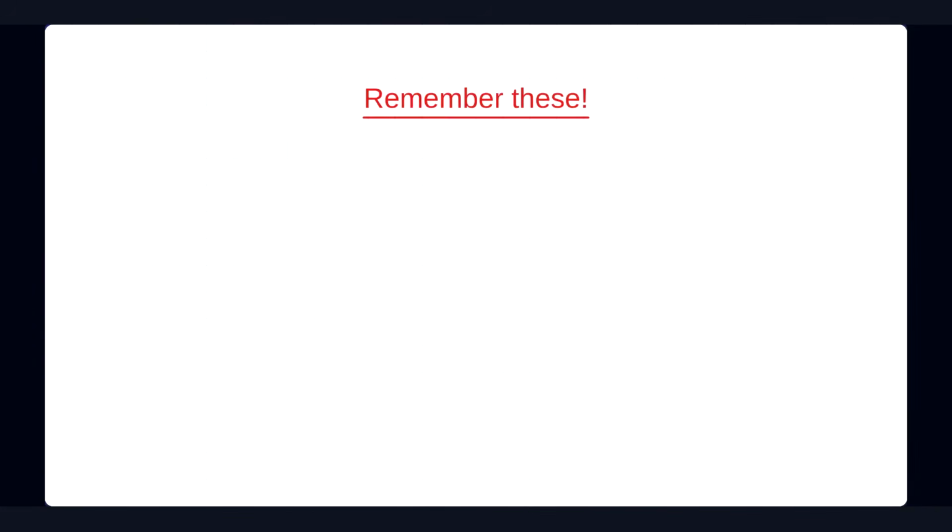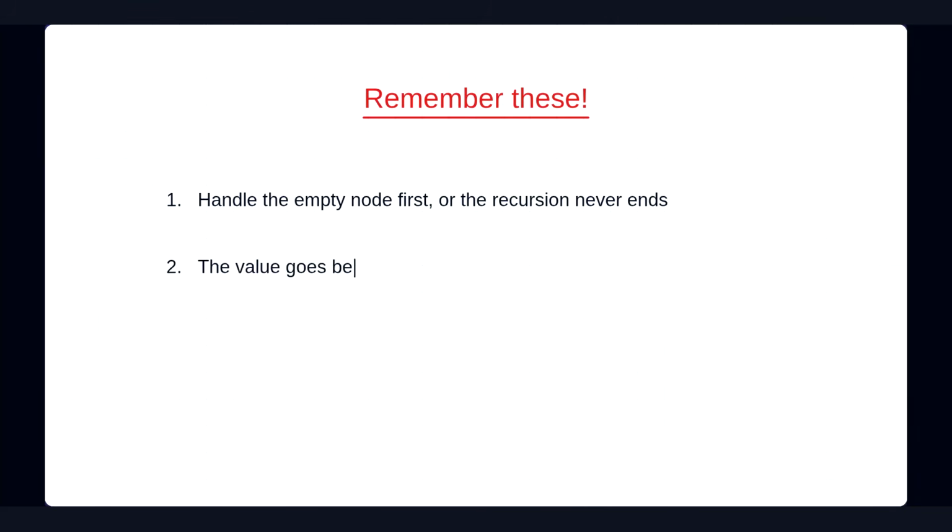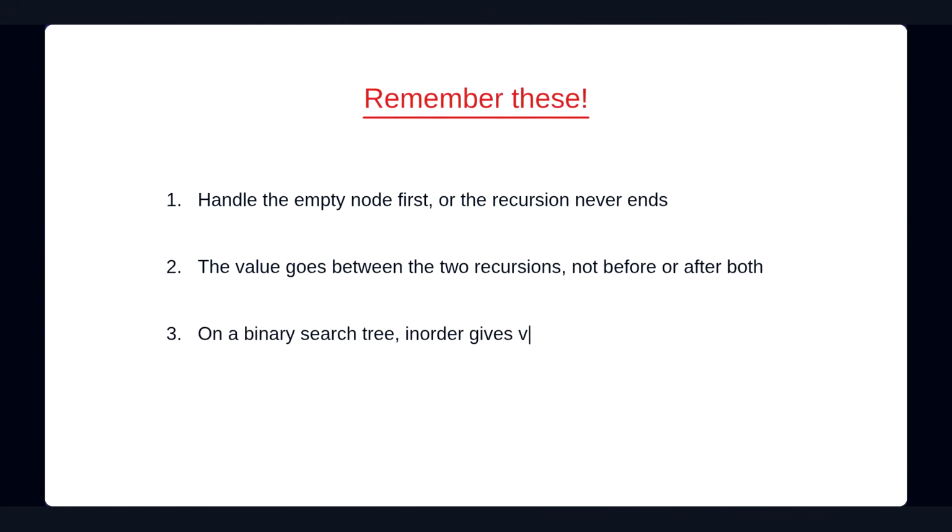Three things. First, handle the empty node first so the recursion can end. Second, the value must go between the two recursive calls, not before both and not after both, or you change the traversal entirely. And third, a nice fact. On a binary search tree, in order hands back the values already sorted.